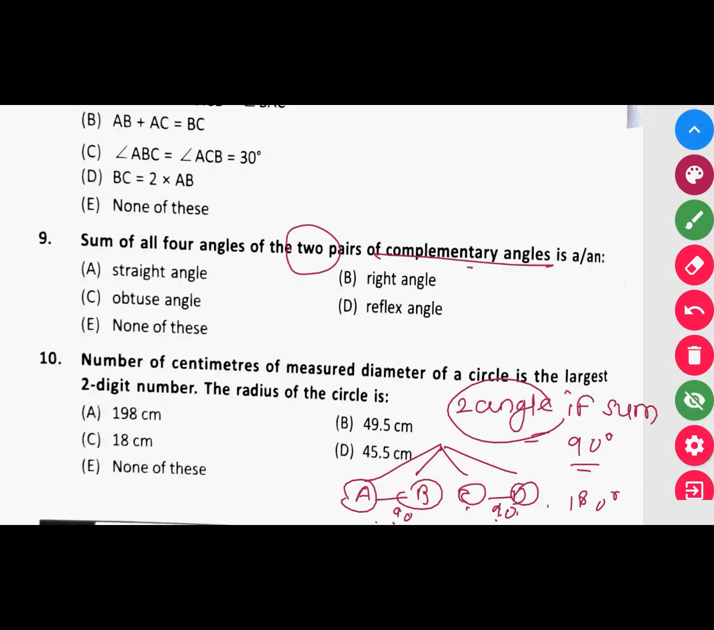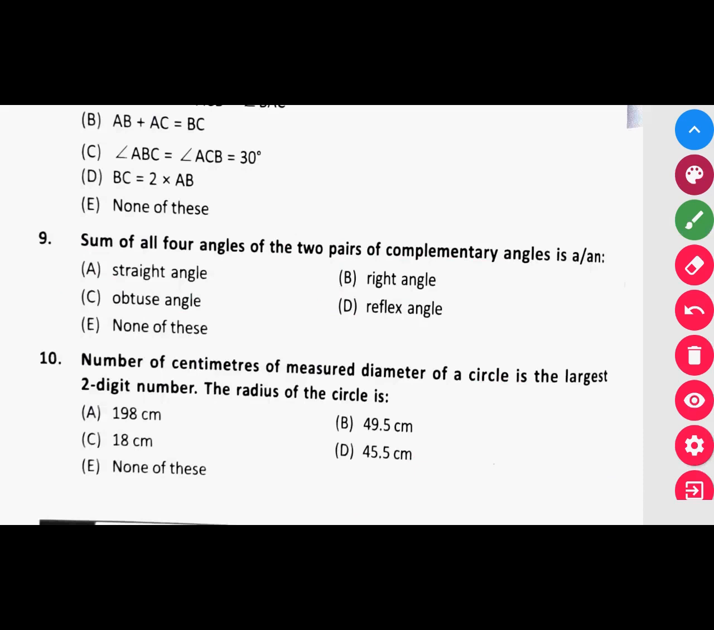Now go to the options. The sum of all the four angles is a straight angle, right angle, obtuse angle or reflex angle. So the answer is 180. A 180 degree angle is known as a straight angle. So our answer is answer A.